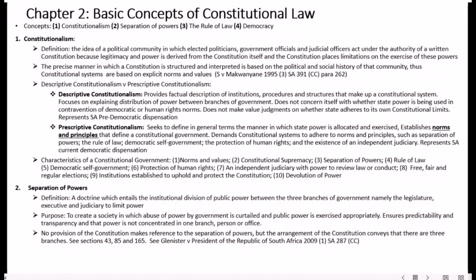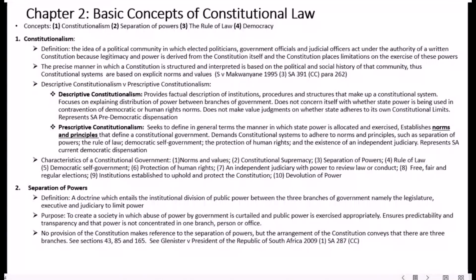It's got a separation of powers, the rule of law, democratic self-government, protection of human rights, an independent judiciary with the power to review law or conduct, free, fair, and regular elections, institutions established to uphold and protect the Constitution, as well as the devolution of power. Okay, and then the separation of powers, colleagues, just as a high-level concept.